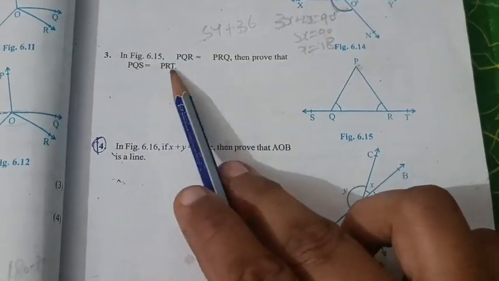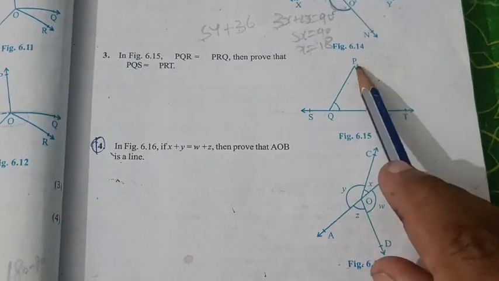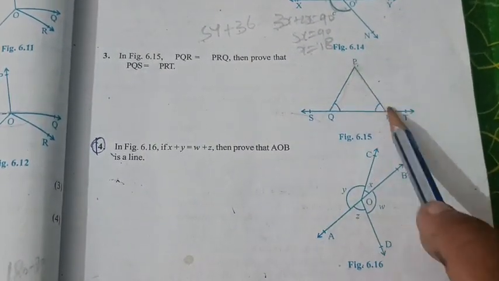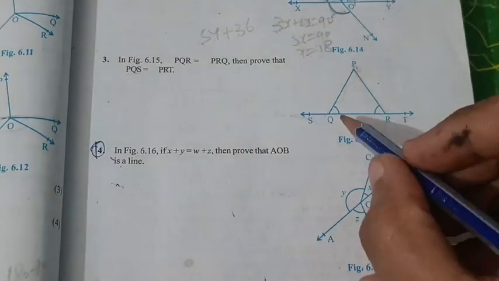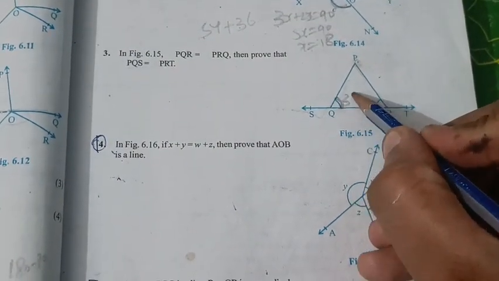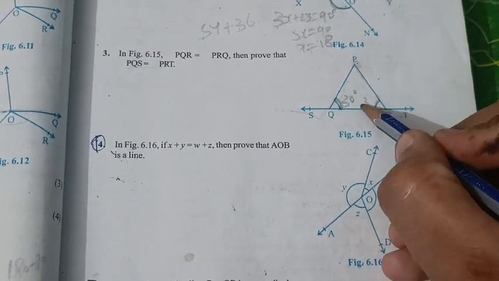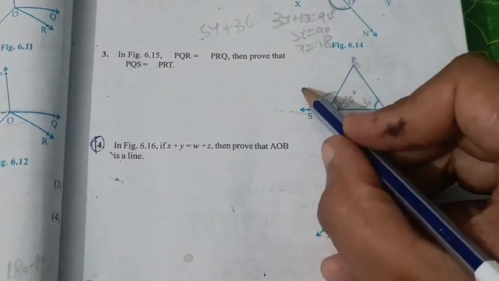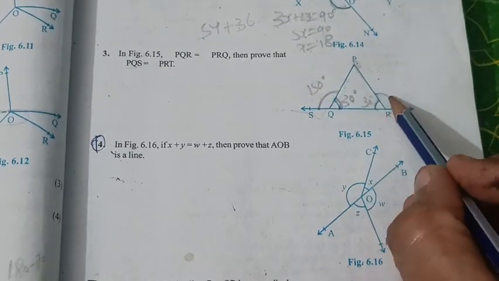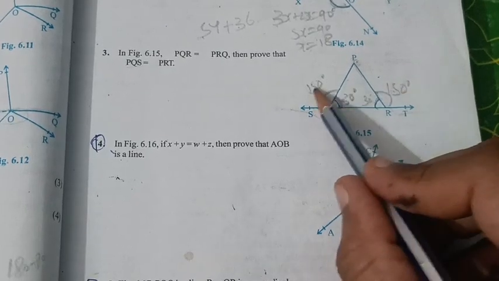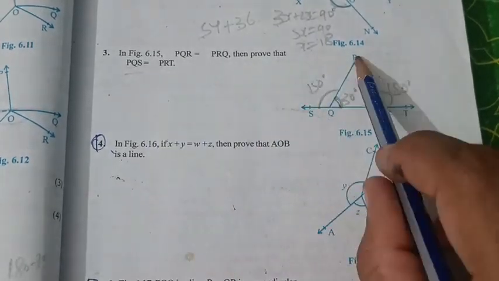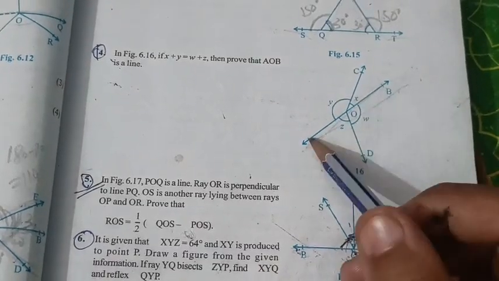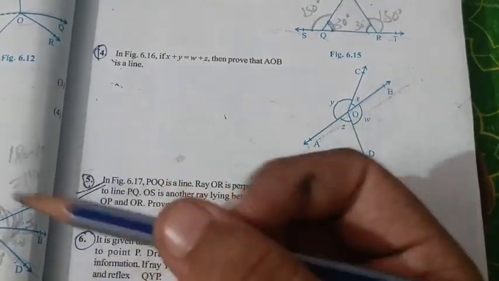Now the third question. Angles PQR and PUR are equal. Then prove that angle PQS is equal to angle PRT. How is it? Suppose this angle is 30 degrees, and this angle also is 30 degrees. If both the angles are 30 degrees, this angle becomes 150 degrees, and this also becomes 150 degrees. If both the angles are 150, then PQS and PRT are both the same. You have to prove that this is a line. You can prove it by the concepts.